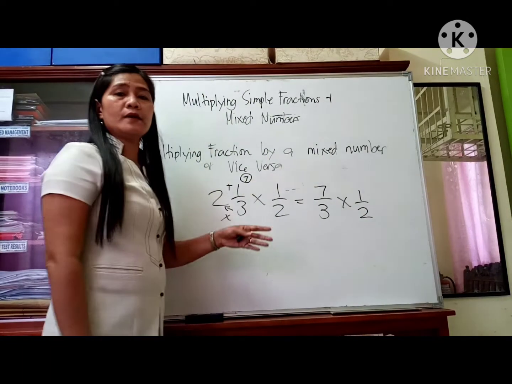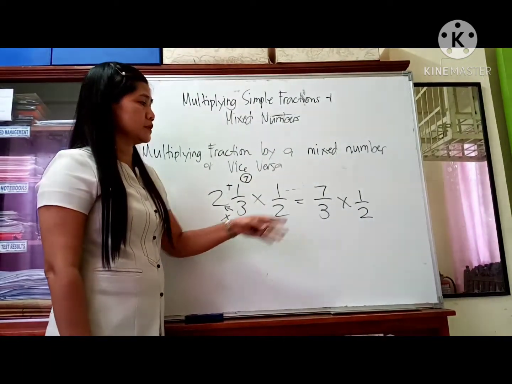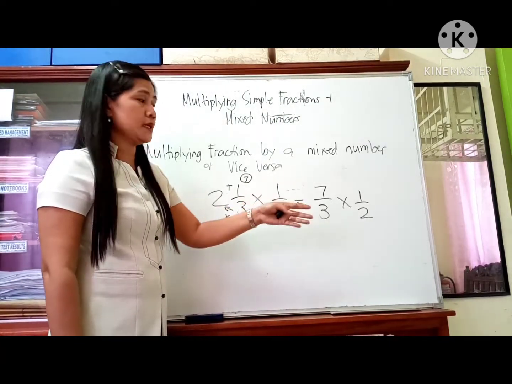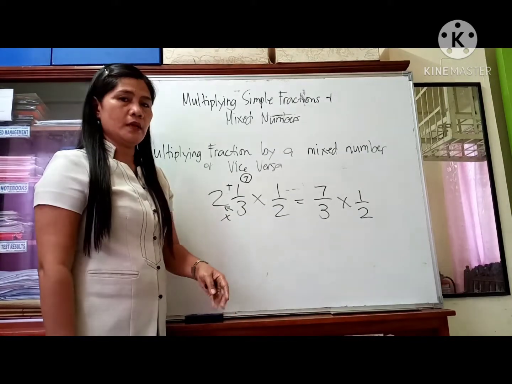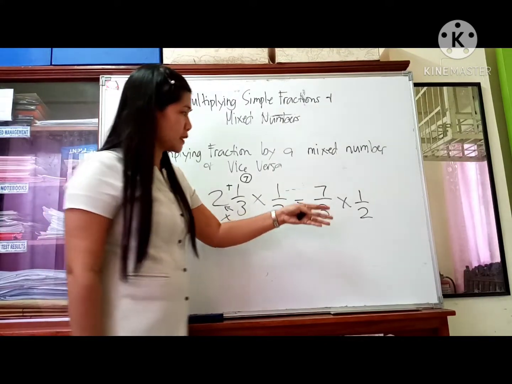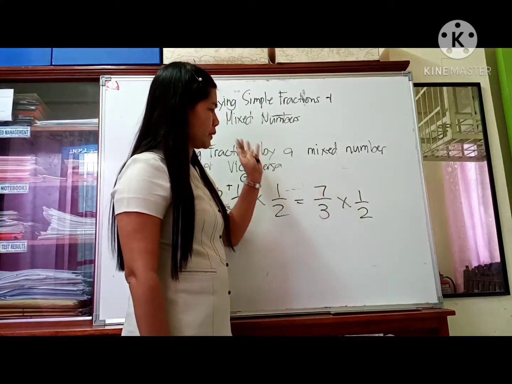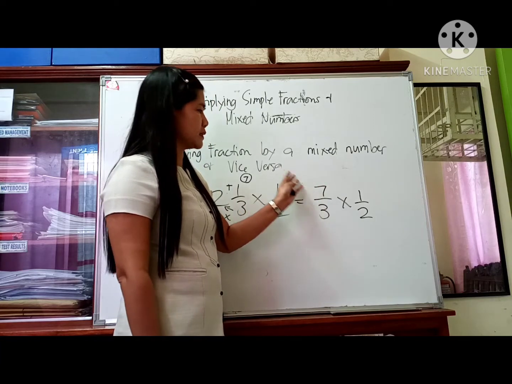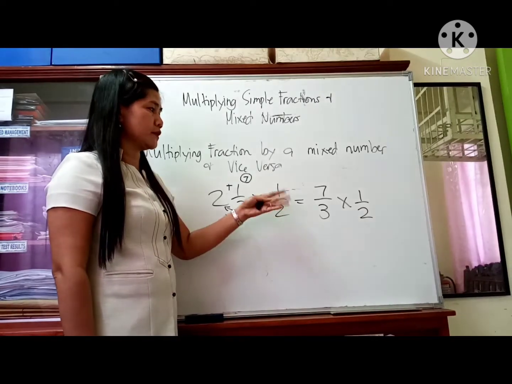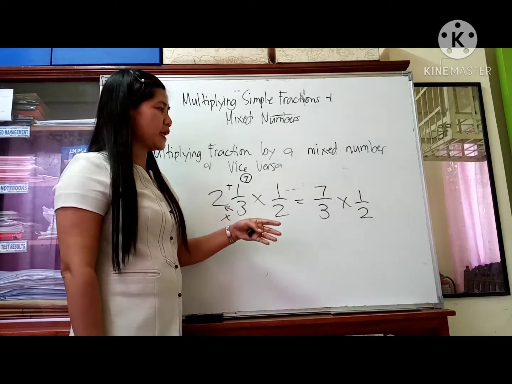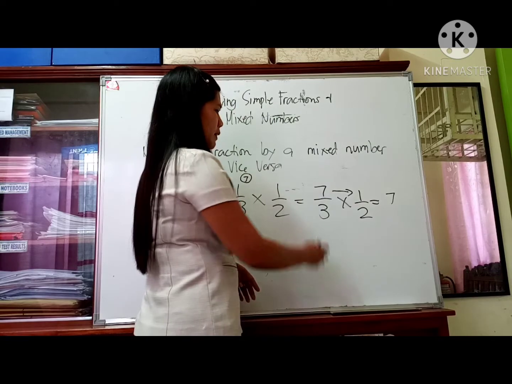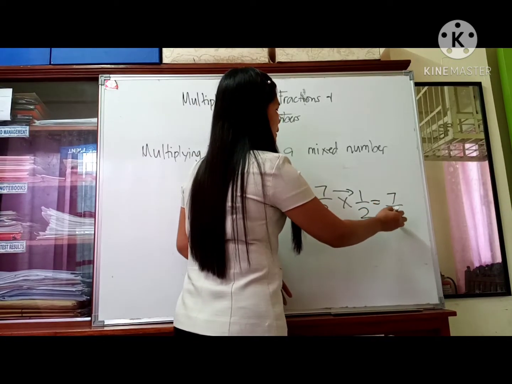So we will go back now to the usual rules in multiplying simple fractions by just multiplying the numerator by the numerator and denominator by the denominator. And you can also apply cancellation if it is possible. As you can see, 7 and 2, the greatest common factor is only 1, so retain. Then 3 and 1 also retain. So you cannot apply the cancellation method here. So you will multiply now 7 times 1 is equal to 7. Then 3 times 2 is equal to 6.